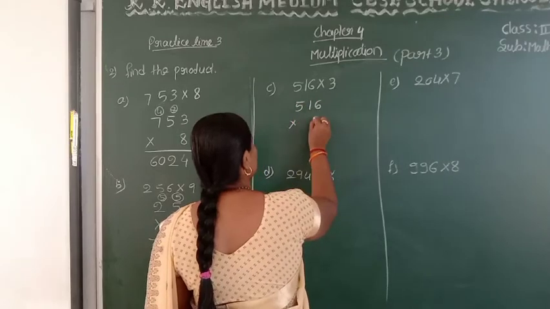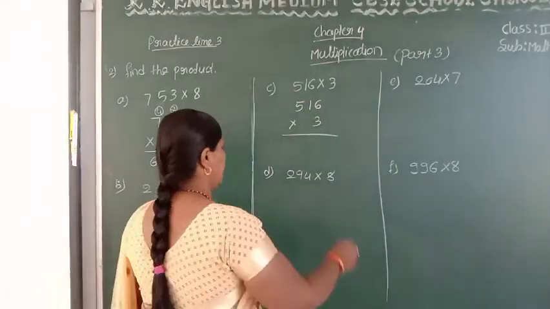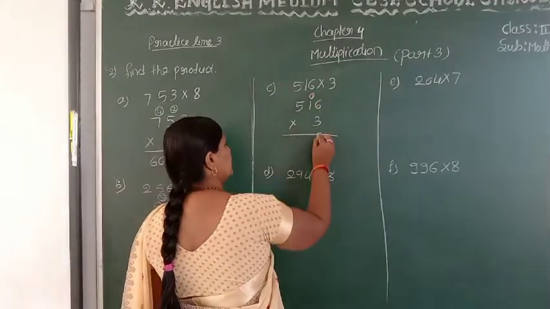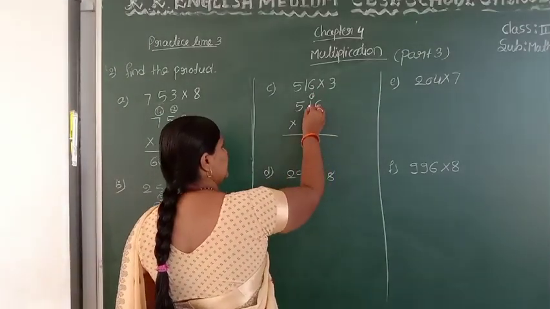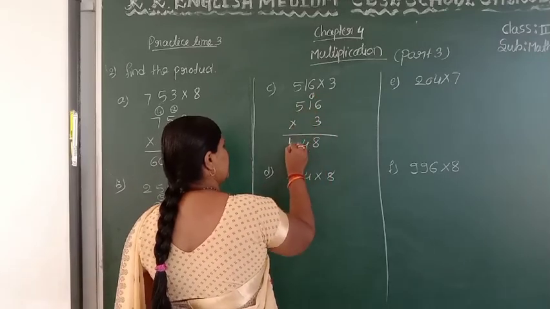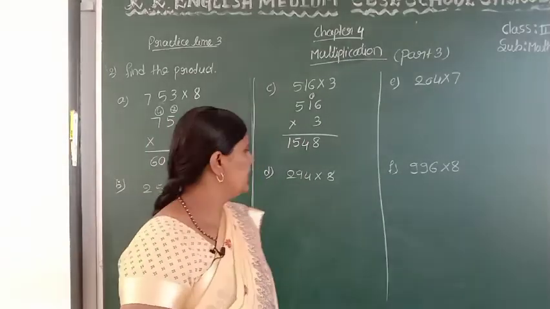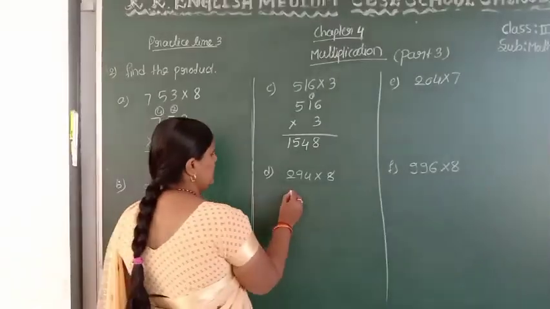Next, C1, 516 into 3. 3 6s are 18, write 1 and write 8. 3 1s are 3, 3 plus 1 is 4, 3 5s are 15. Answer is 1548.